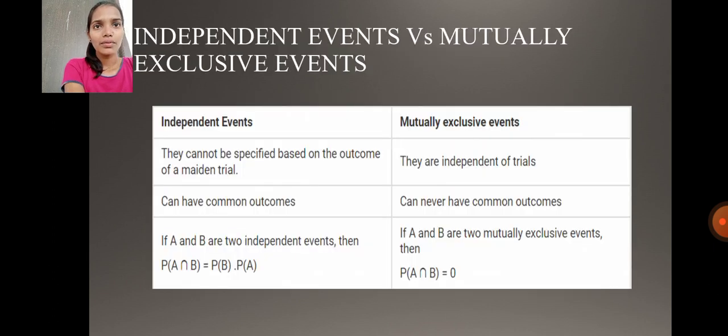Independent events versus mutually exclusive events. Independent events cannot be specified based on the outcome of a previous trial. Mutually exclusive events are independent of trials. Independent events can have common outcomes. Mutually exclusive events can never have common outcomes. If A and B are two independent events, then the probability of A intersection B is equal to the probability of A times the probability of B. If A and B are two mutually exclusive events, then the probability of A intersection B is equal to 0.